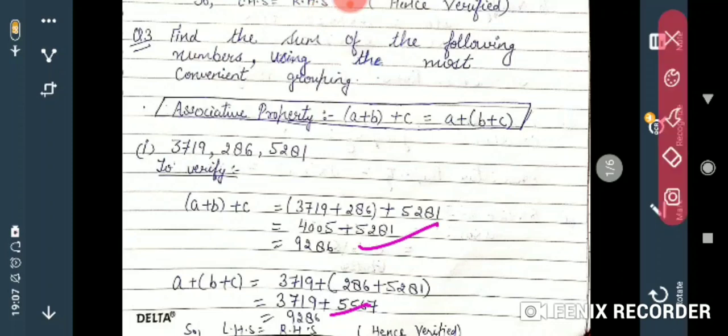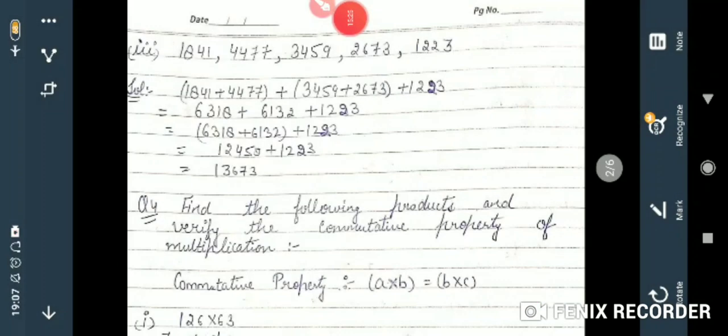9286. Just see, both LHS and RHS are equal. So we have verified this property, associative property. Now next question.